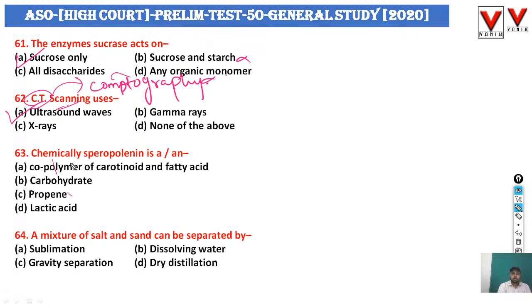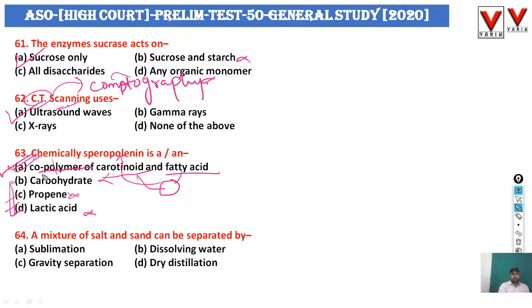63. Chemically, spirulina is a copolymer of carotenoid and fatty acid. If a polymer of carotenoid and fatty acid combine, they give rise to spirulina. Carbohydrate, no. Propane, no. Lactic acid, no. So B, C, D options are simply random options, and there is nothing to explain in them. They can be straight away ruled out. You can choose option A as your answer. I hope it is clear to you all.